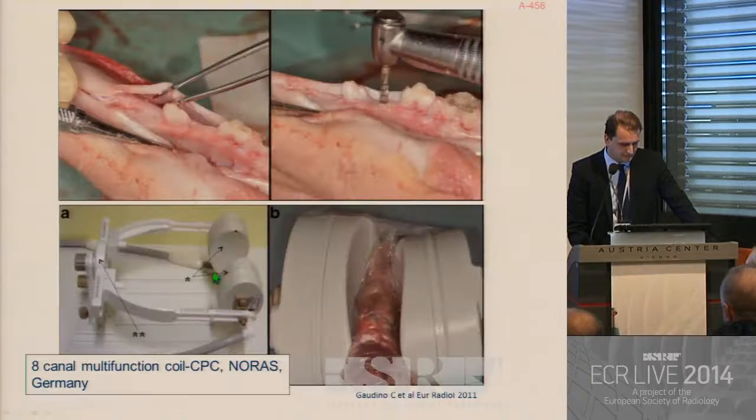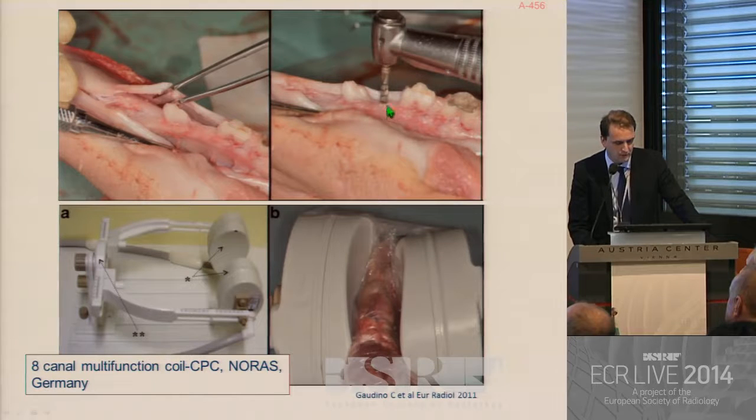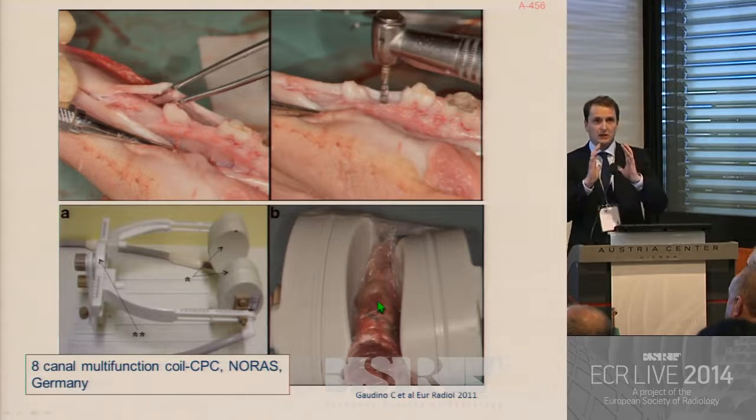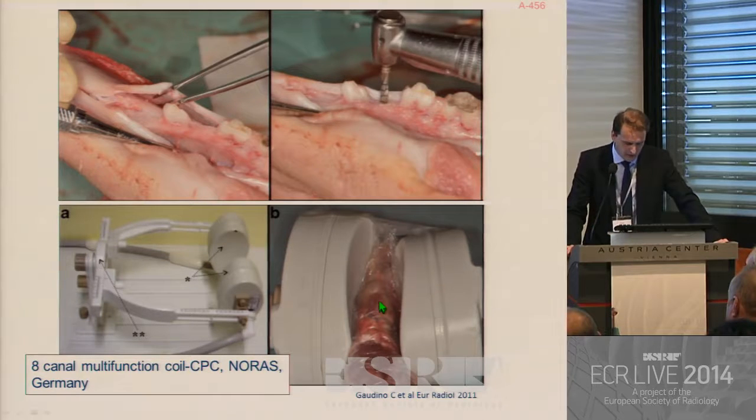Now, I will give you a report of some results we did in an experimental, in vitro setting, on MRI of the jaw of a pig. And you can see here we prepared this jaw even to take some measurements on the accuracy of MRI imaging. And this was a multifunction coil, an 8-channel multifunction coil from Noras, that we could position from each side of the mandible to get the best signal possible.